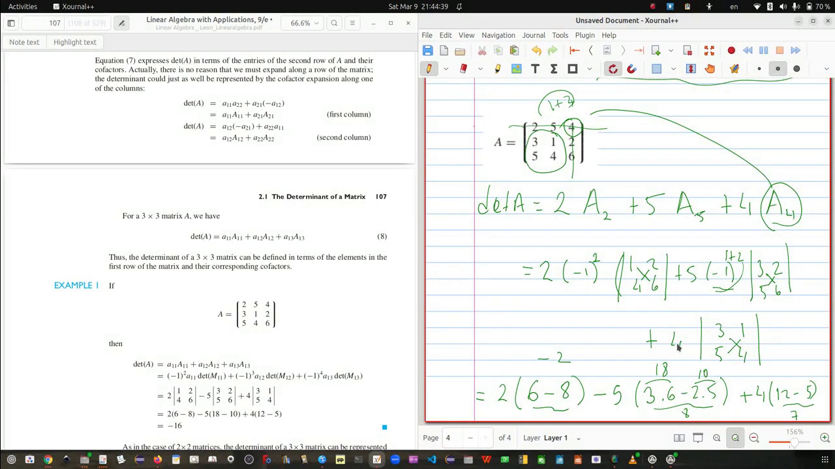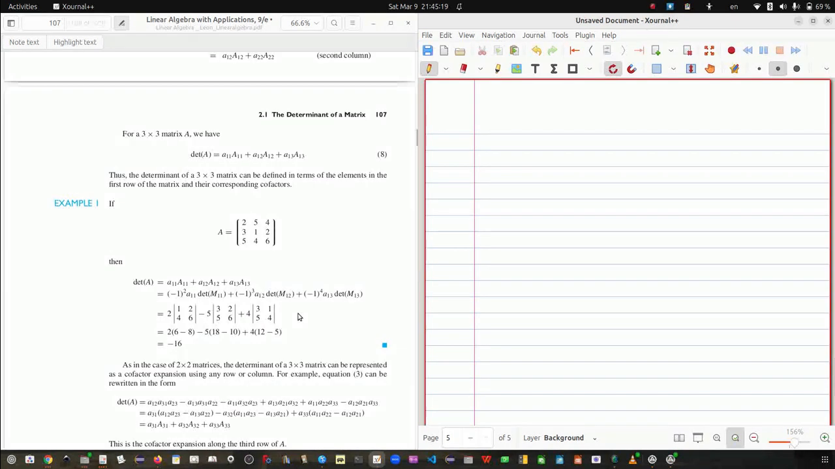So then I will add another color, I will make it blue. So 2 times minus 2 is equal to minus 4, and 5 times 8 is minus 40, and then plus 28. Minus 44 plus 28 is minus 16. So let's go to the page. So this is the determinant of A.